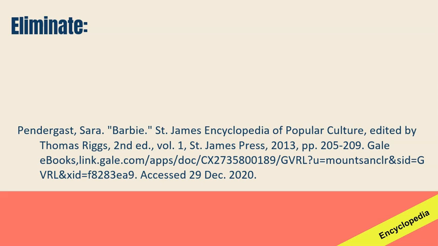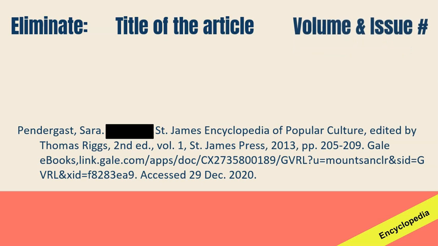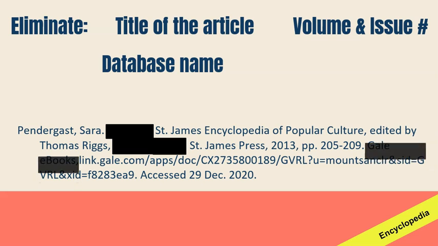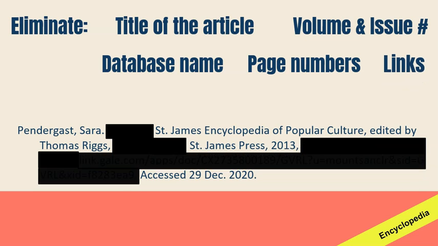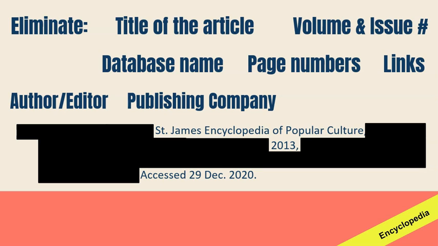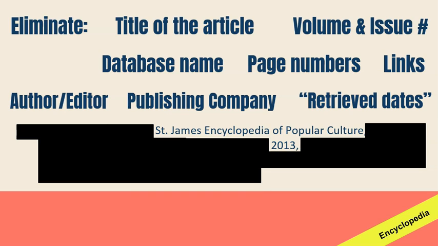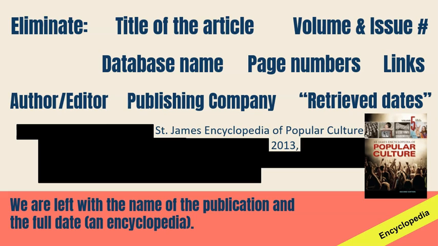Let's do another one for an encyclopedia. Eliminate the title of the article, the volume and issue number, the database name, the page numbers, links, author and editor, the publishing company. No one cares about the company who published it. They care about what the name of the publication is. And any retrieval dates. They might also be listed as accessed dates. We're left with the name of the publication and the full date. The St. James Encyclopedia of Pop Culture, copyright 2013.